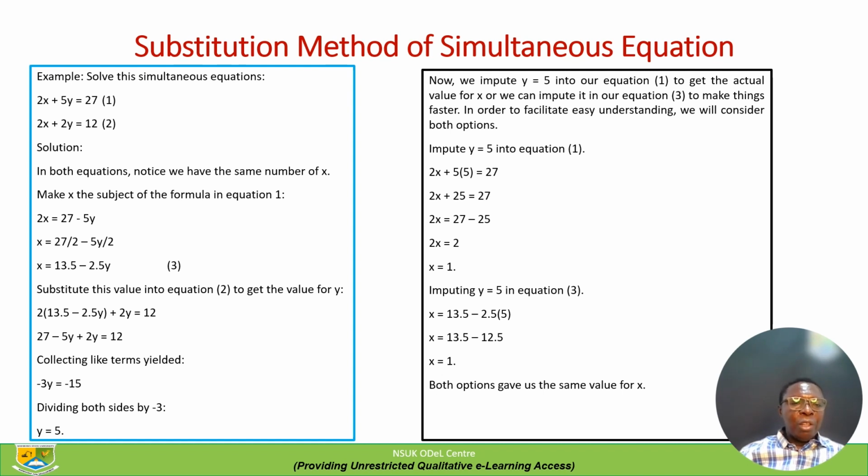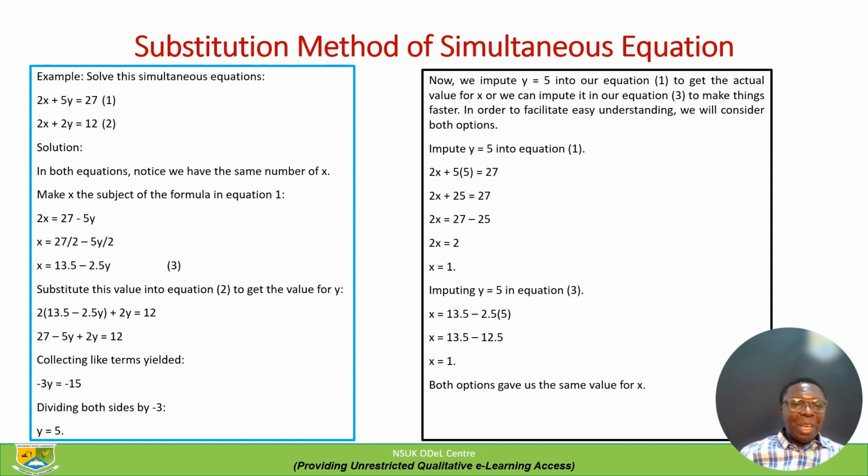Therefore, if we multiply it out, it will give you 27 minus 5y plus 2y equals 12. If you collect the like terms, it will yield minus 3y is equal to minus 15.